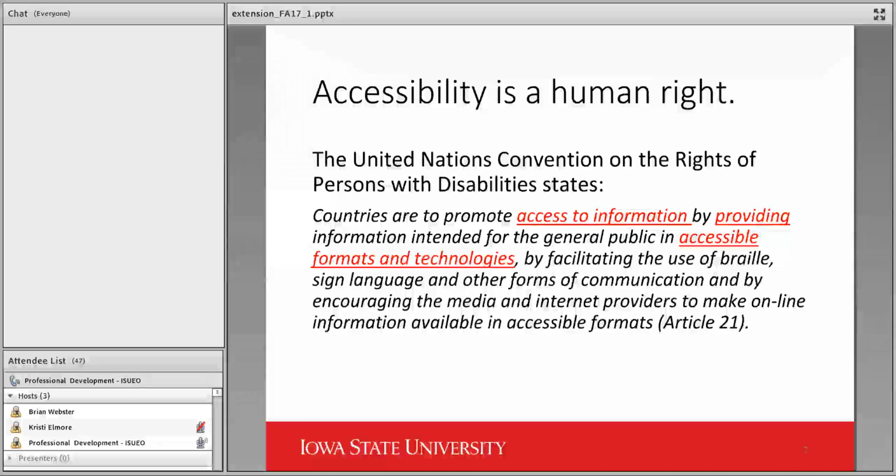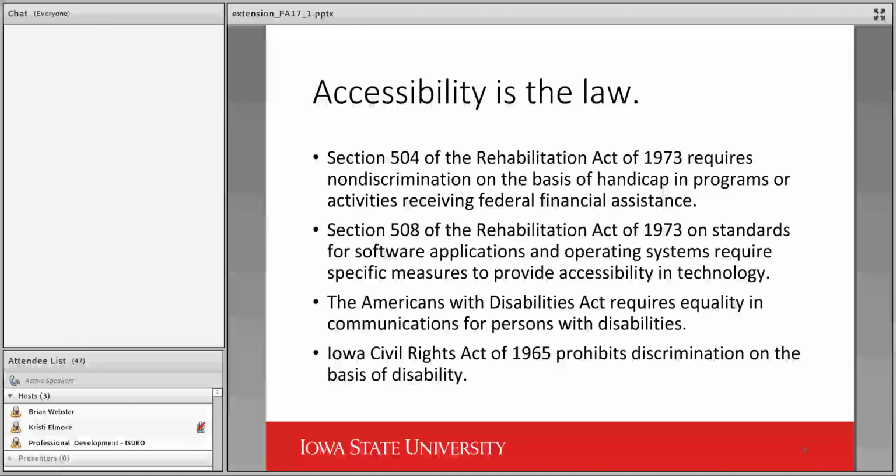So, and finally, or not finally, but as part of the reason behind accessibility, we can think of it as a human right, as a philosophical or ethical or moral responsibility, other than our mission at Iowa State and extension, as you will see in a minute. Accessibility is a human right, and it has so been stated by the United Nations. As you see here, the United Nations Convention on the Rights of Persons with Disabilities basically promotes that each nation has access to information and provides accessible formats and technologies.